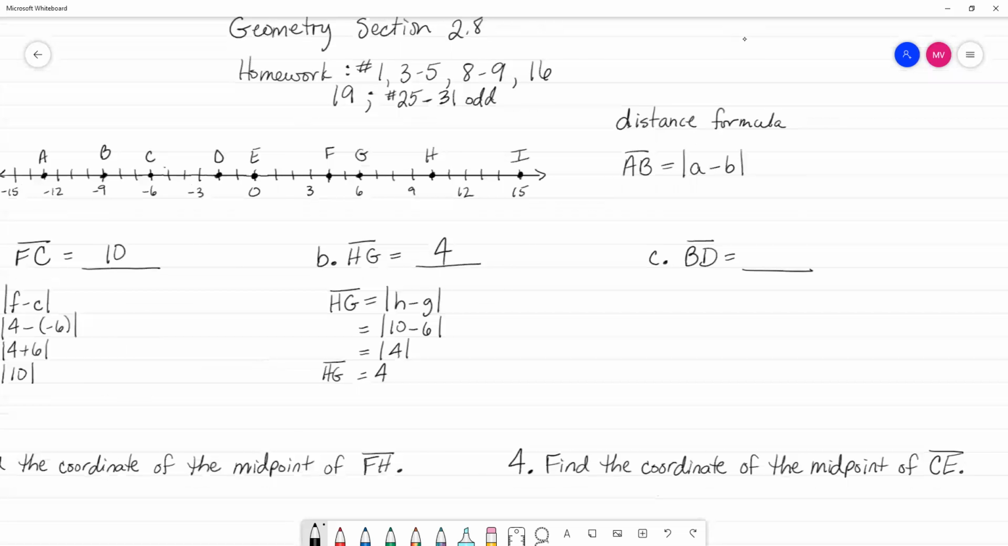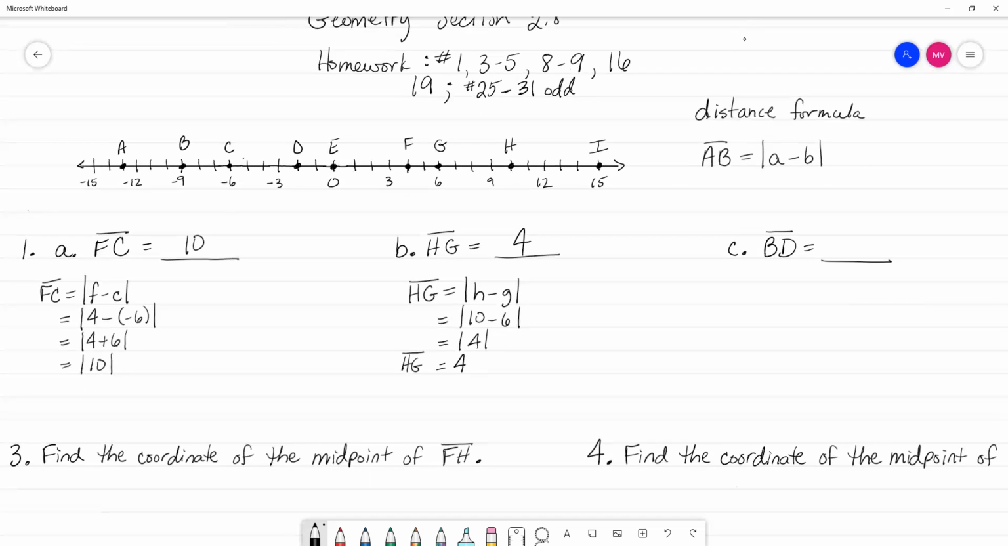All right, last one. Line segment BD is equal to the absolute value of coordinate B, which is -9, minus D, which is -2. So this is the absolute value of -9 plus 2, which is the absolute value of -7. So here's where you see the absolute value comes in handy, and our distance is 7.